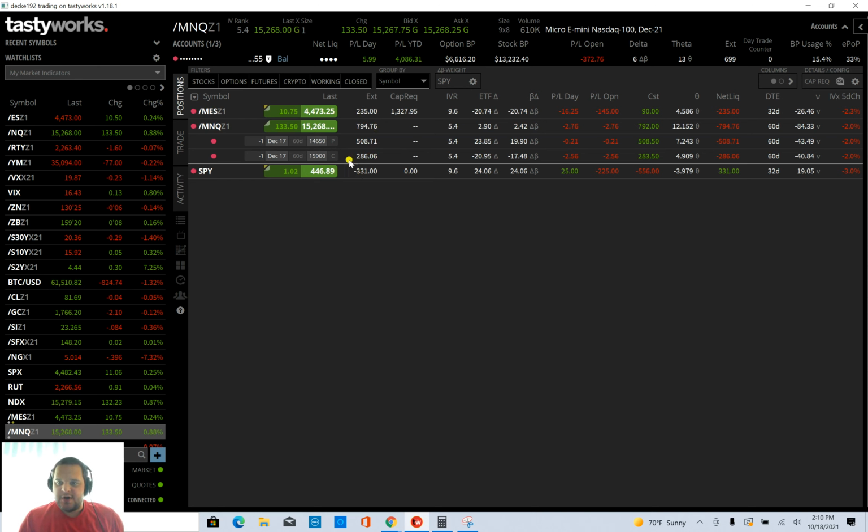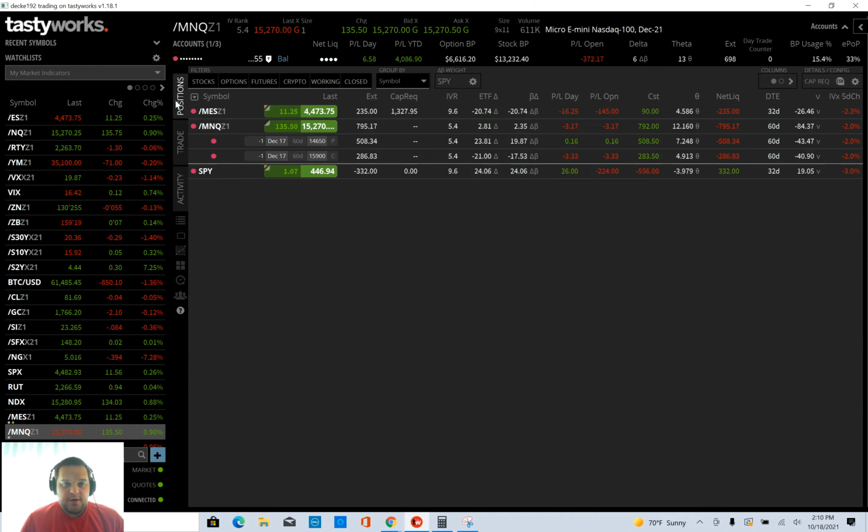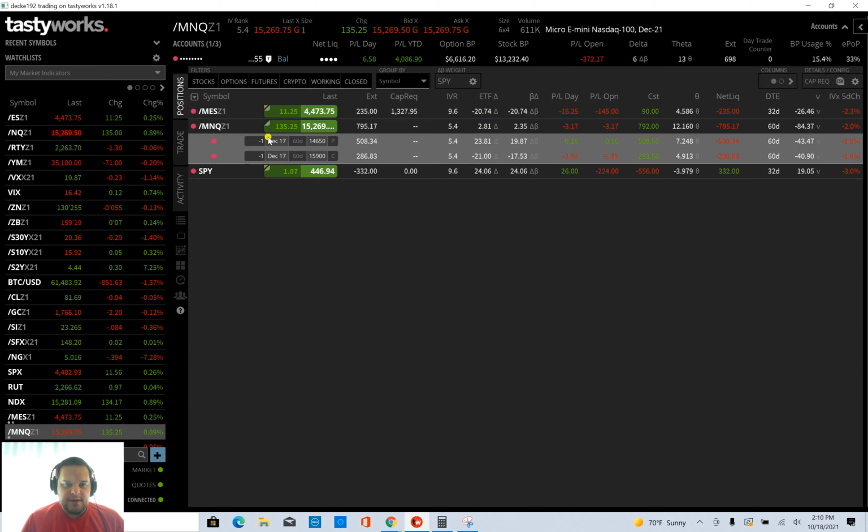So now that I have the short strangle on, that's kind of the easy part of the trade. I like to set a closing order at 50% profit. So you can go in and close and manually change this to whatever you want. Or with Tastyworks, you can click on each spread here, right click, close at 50% profit.